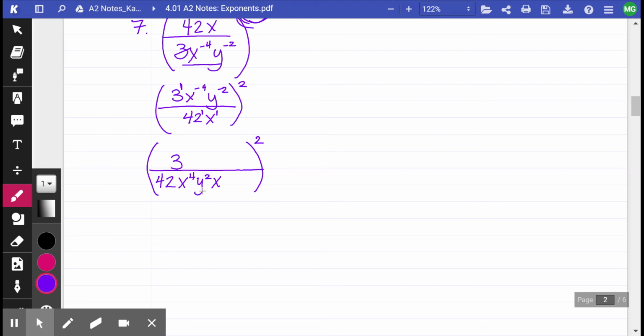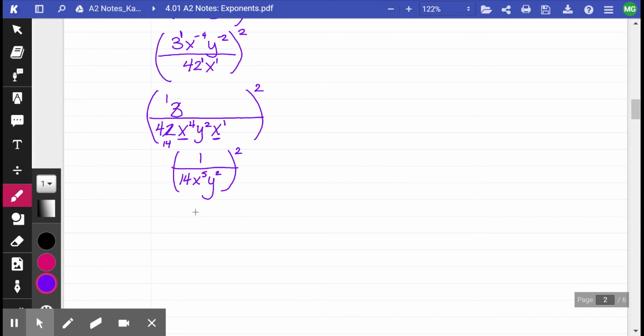I'm going to reduce here because I want to combine my x's before I apply the power to everything. So I'm going to reduce the 3 and 42. 3 goes into 42 14 times. So now I just have a 1 on the top, 14 on the bottom. Now I have x to the 4th and x to the 1st. So I'm going to keep my base, add the exponents. When I'm multiplying, I go one operation down, so if I'm multiplying, I add the exponents. Keep my y to the 2nd, and that's all being squared.